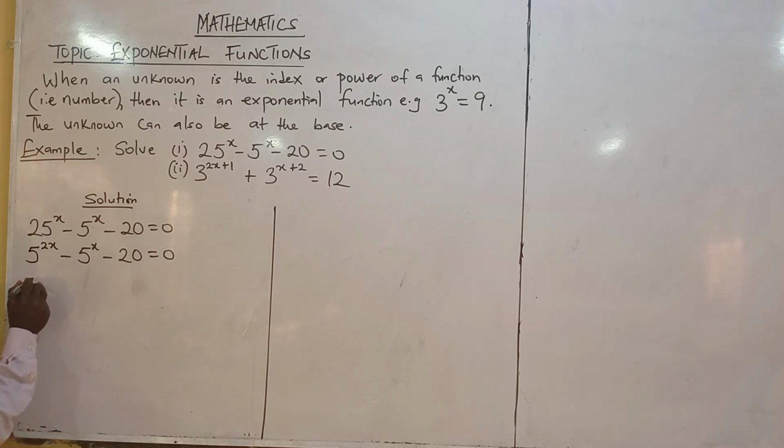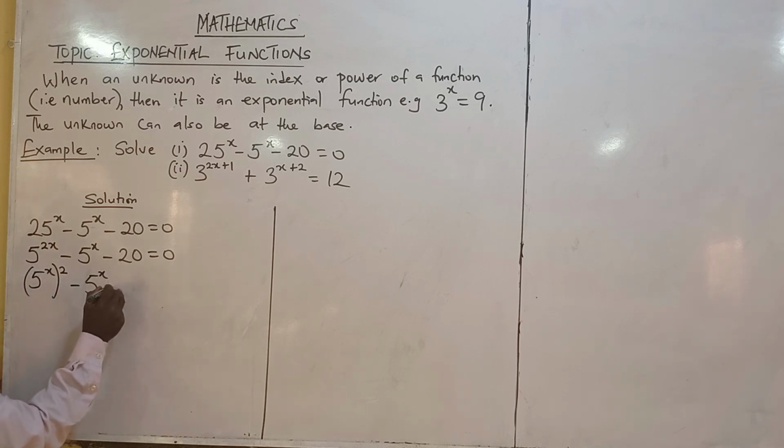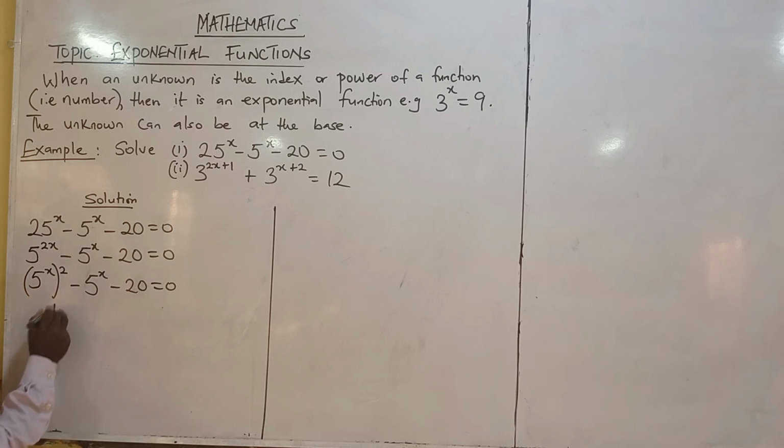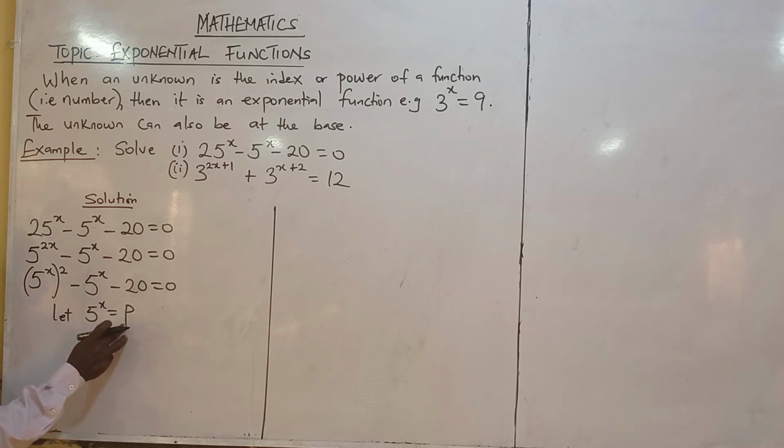Now let's make x come to the front. 5 raised to the power x, bracket squared, minus 5 raised to the power x minus 20 equals 0. Now let 5 raised to the power x equal p. We are still going back to replace this p with whatever we get as the value of p, because this is just an assumption. Anywhere you see 5 raised to the power x, replace it with p. You have p squared minus p minus 20 equal to 0.